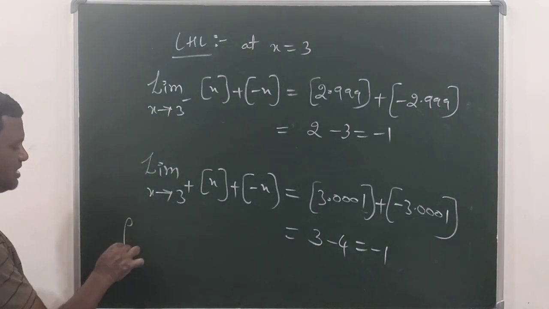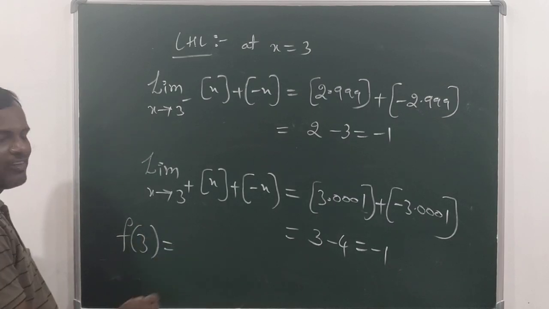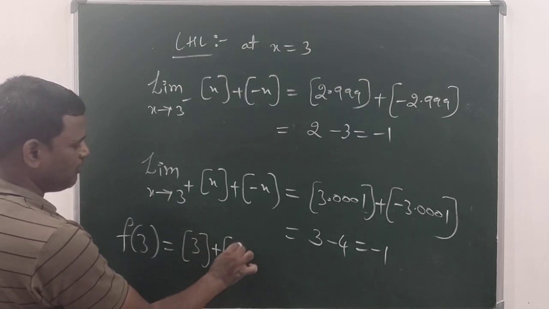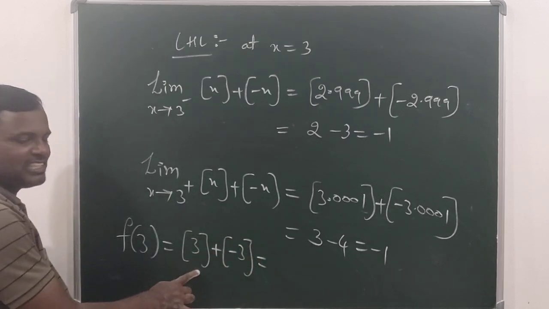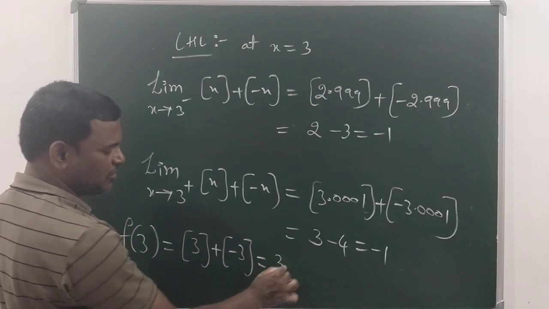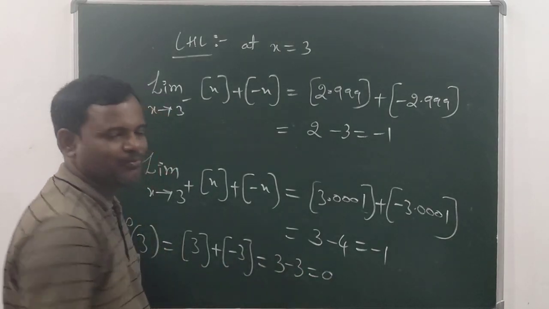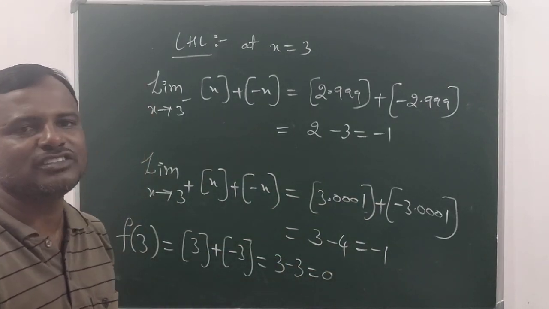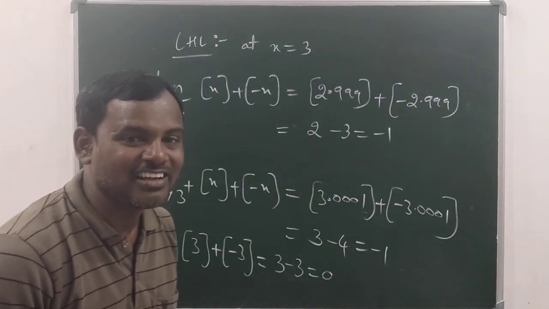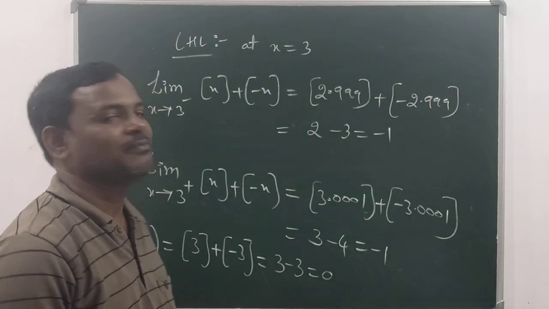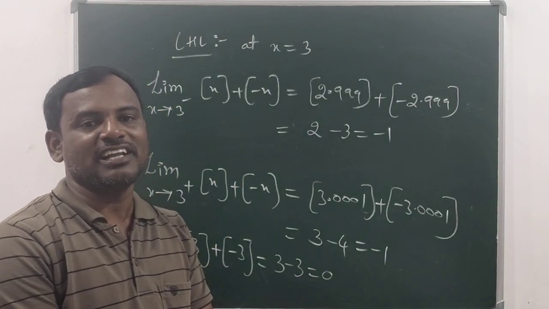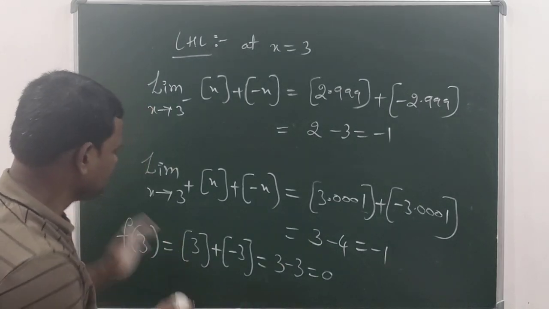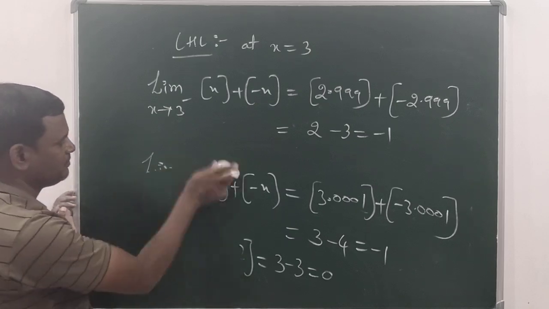Then what about the functional value? Put x equal to 3 in step x plus step of minus x. The greatest integer of 3 is 3 only, and the greatest integer of minus 3 is minus 3, so the value is 0. The limit value of the function is minus 1, but the functional value is 0. Both are not equal. Hence, can you comment on the continuity of this function at x equal to 3? It is discontinuous. Okay, students?